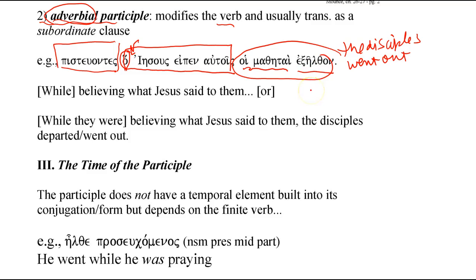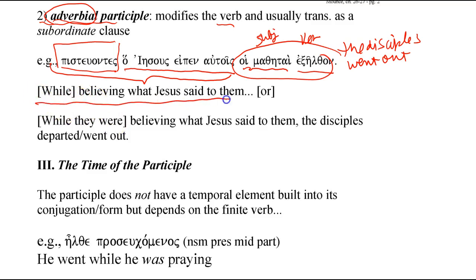So exelthon, being went out. This is the subject. This is the verb. And then you have this phrase, pistuantes ha Jesus apen Jesu. Let me clear that up a little bit. And the way, if we translate this adverbally, we can translate this as while believing what Jesus said to them, or while they were believing what Jesus said to them, the disciples departed or went out.